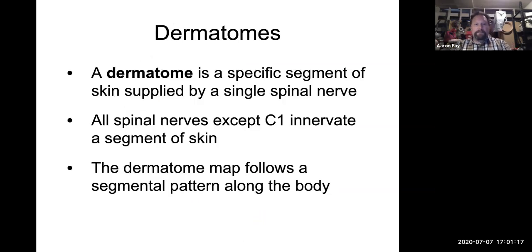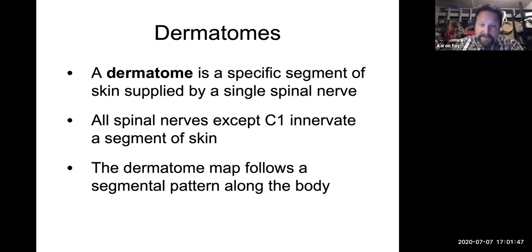Okay. Another topic I want to talk about is a dermatome. A dermatome is a particular area of the skin that is innervated by a particular spinal nerve. All the spinal nerves of the body are going to innervate the skin, except for cervical nerve number 1. C1 does not reach the skin. All other spinal nerves will reach the skin.